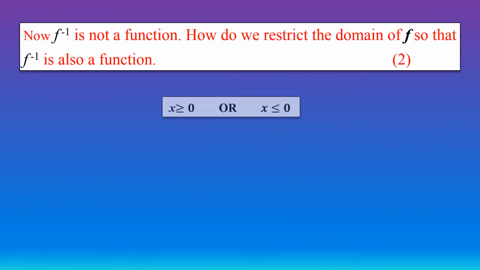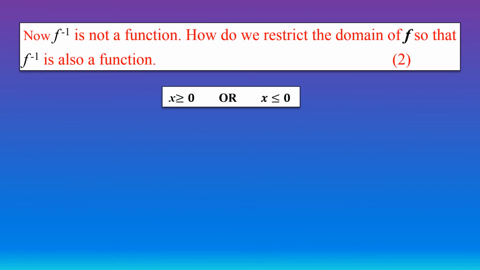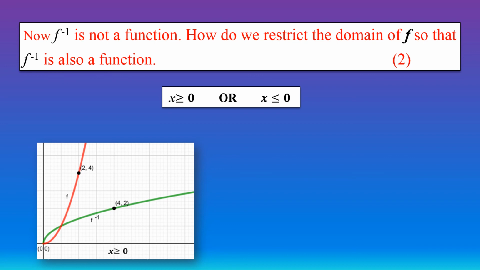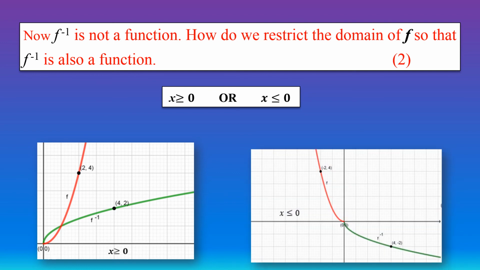We continue with another question. f inverse is not a function. We already got it. How do we restrict the domain of f, that is the x values of f, so that f inverse is also a function? Look at this one. f and f inverse is there. If we use x greater than 0, we get f inverse as a function here, and we can test it using the vertical line test for f inverse. Look at this one, x is less than or equal to 0. Again, f inverse is going to be a function. So the restriction is x is greater than or equal to 0 or x is less than or equal to 0.